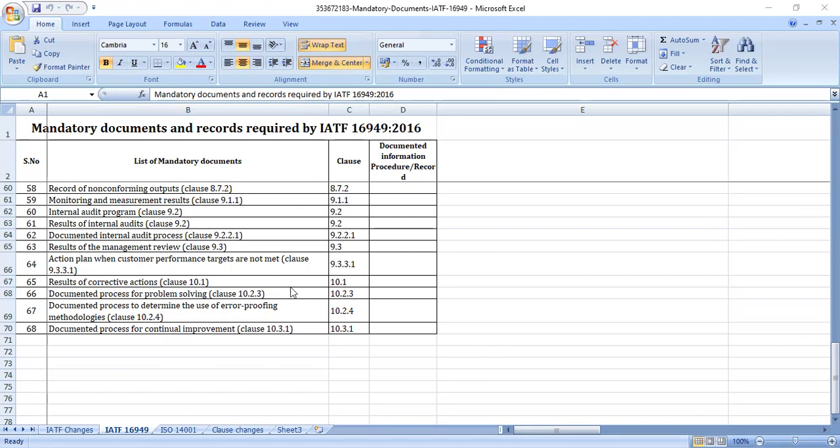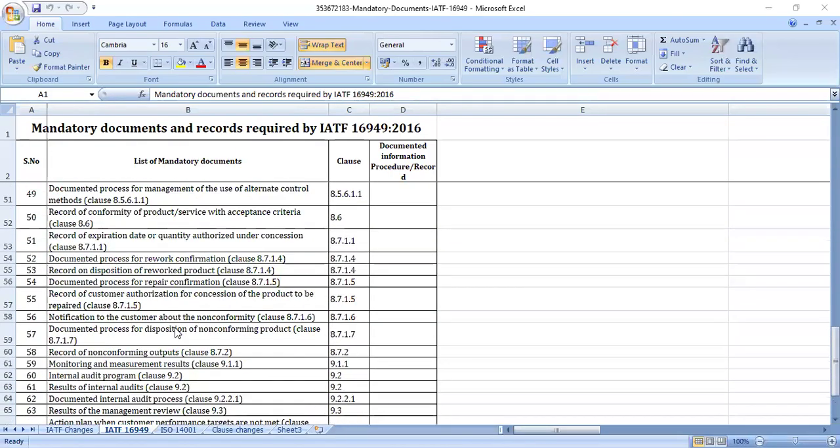65. Results of corrective actions. Clause 10.1. 66. Documented process for problem solving. Subclause 10.2.3. 67. Documented process to determine the use of error proofing methodologies. Subclause 10.2.4. 68. Documented process for continual improvement. Subclause 10.3.1.